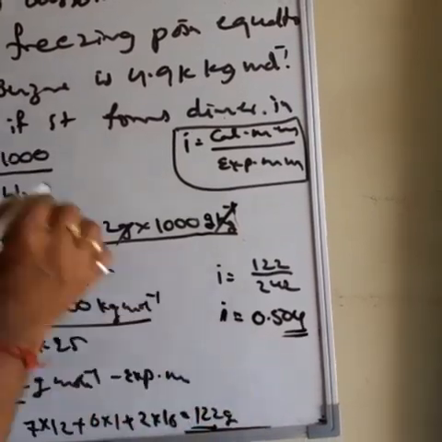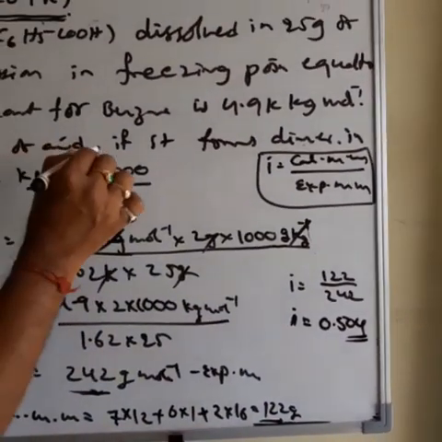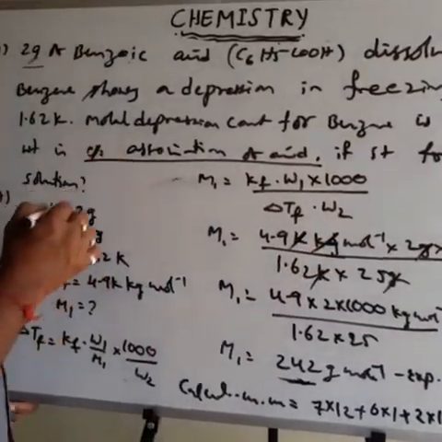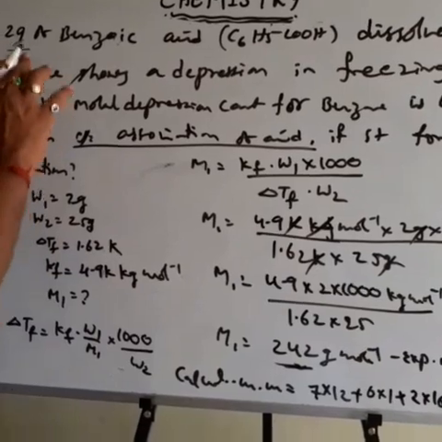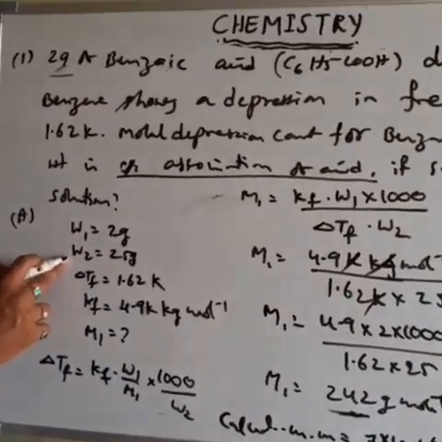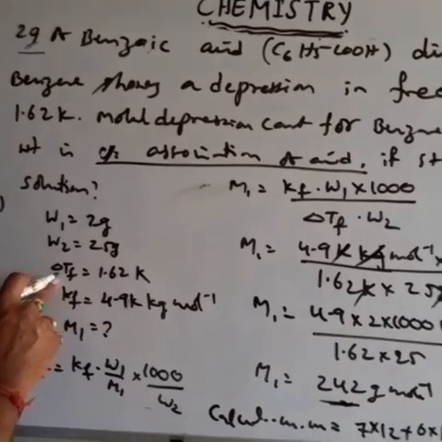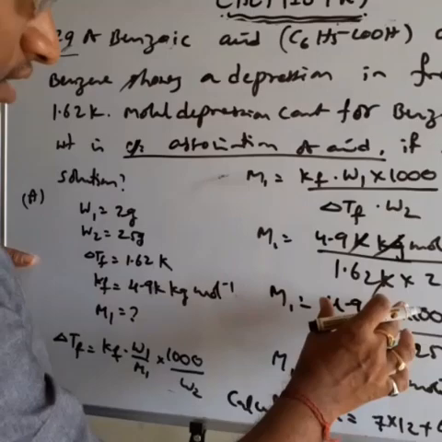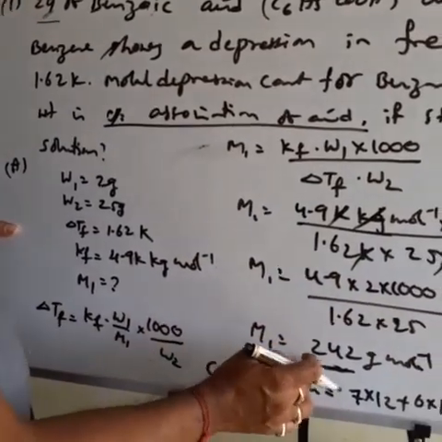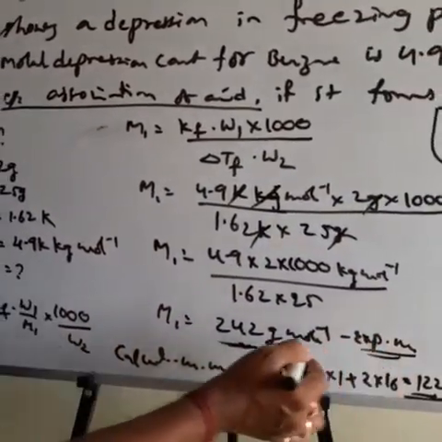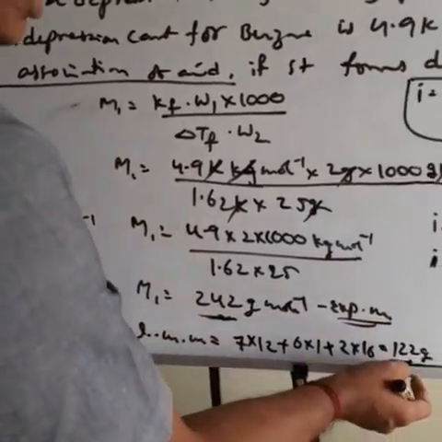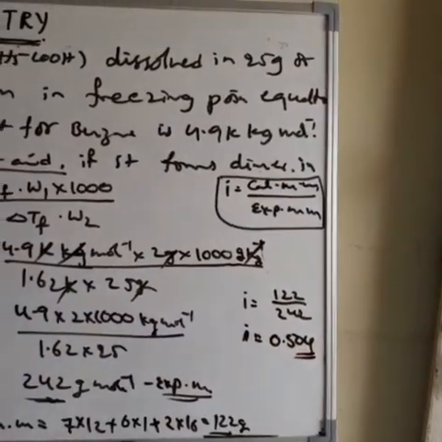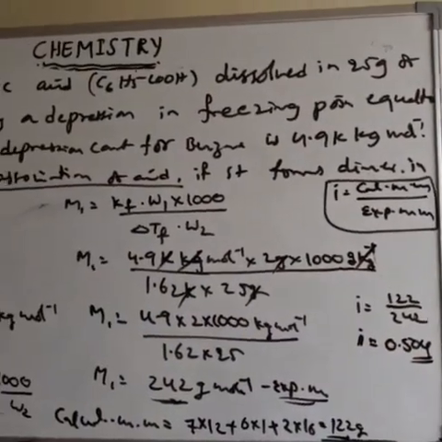By using this I value, we have to find the percentage of association. Once again, they gave weight 2 grams in 25 grams solvent. Then delta TF value, KF value, and we have to find the M value. By using this formula we substitute these values, and then we get the M value 242. This is the experimental molecular mass, but the calculated molecular mass is 122 grams. I is equal to calculated molecular mass over experimental value, I value 0.504. Next is the percentage of association of benzoic acid.